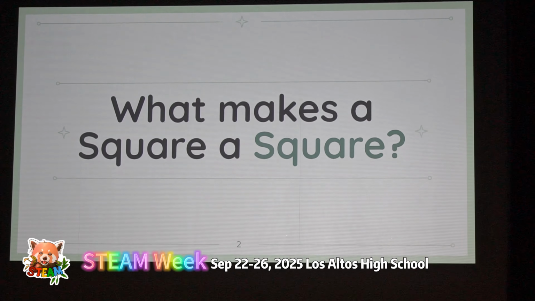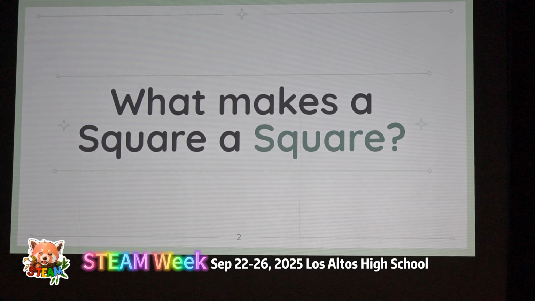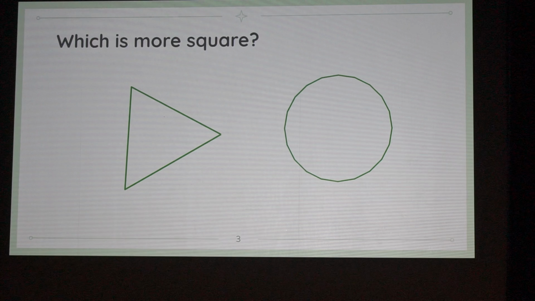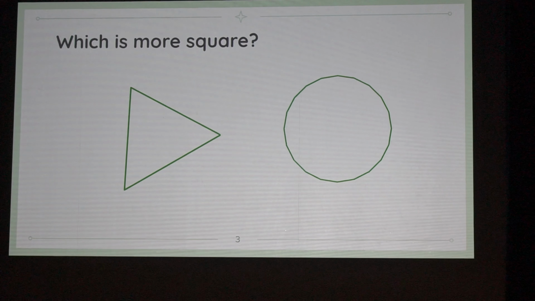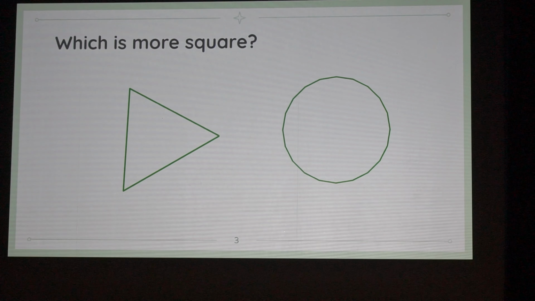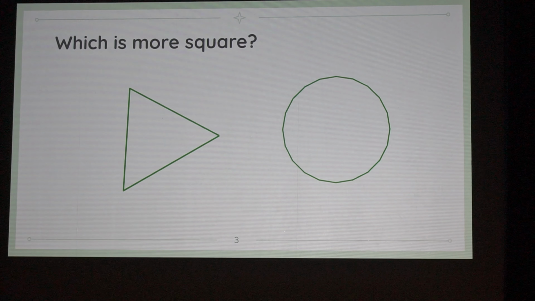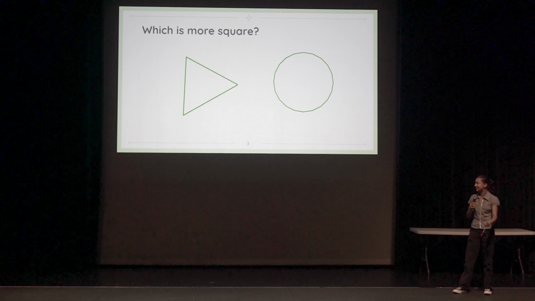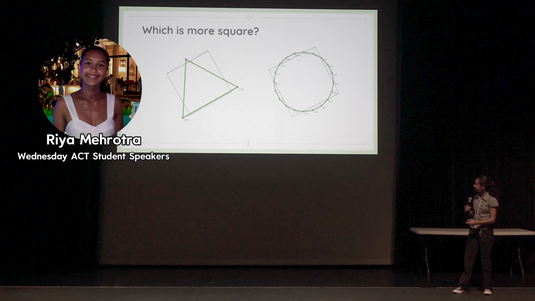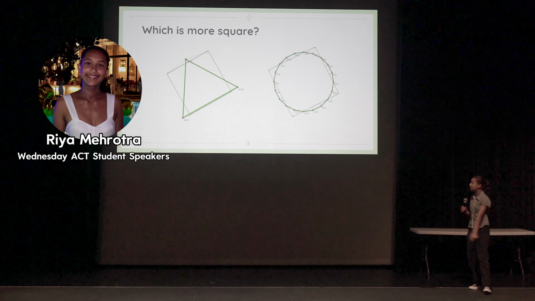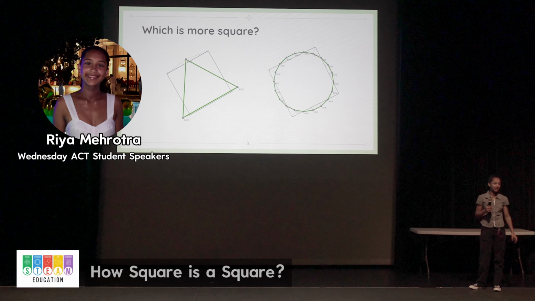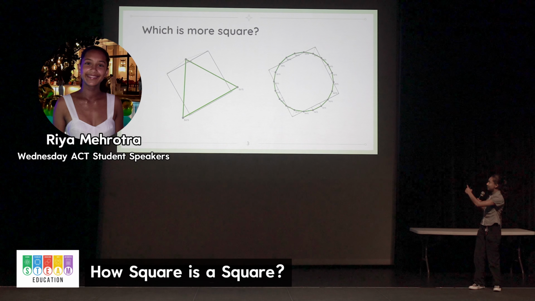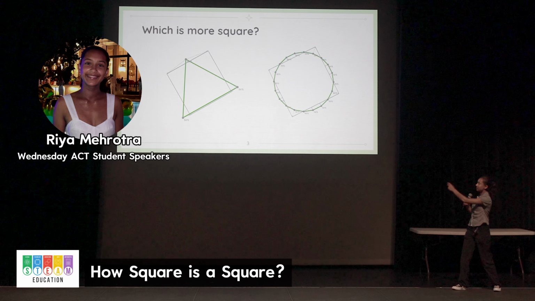But now I'm going to ask a slightly harder question. Which one is more square, a triangle or a circle? Does anyone have an idea? Circle. Yeah. Intuitively, right, circle. If we put a square on top of both of these shapes, the circle more closely resembles the square, and the triangle is kind of further away.